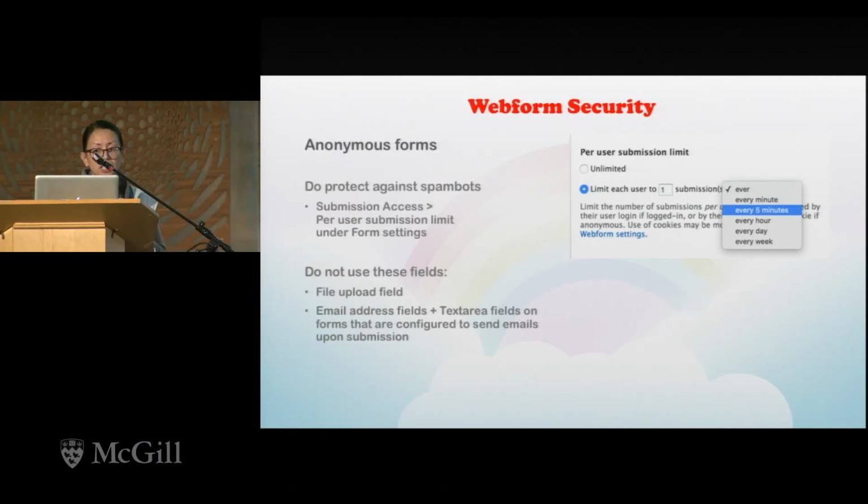Now, be aware that there's already a measure in place that protects all of your web forms by blocking repeat submissions, limiting them to one submission per IP address per every 6 seconds. But if that's not secure enough for you, you can increase that limit to the options that you see right here. Another way, and this is very important, if you're going to have an anonymous web form, please do not use file upload fields. Okay, that just makes you so vulnerable.